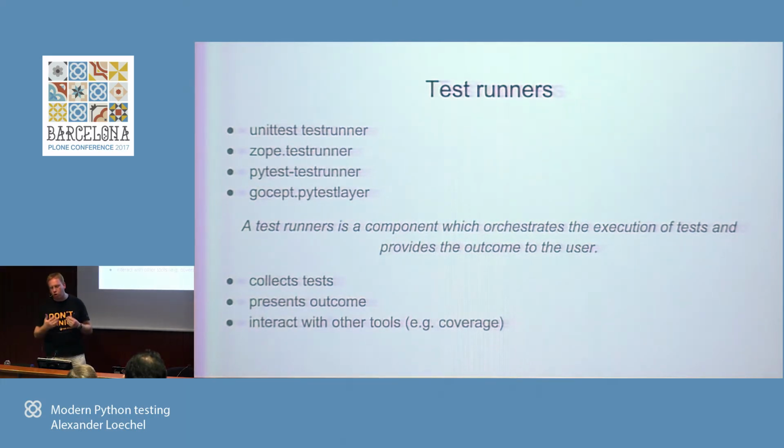And it's all about orchestration. And if you orchestrate your tests, you can plug in other things. So you get the results, what you have tested, how many tests have run, in which time, with which coverage, and so on. So you can interact with other tools like coverage. That's also important to know how much of your code was actually tested.